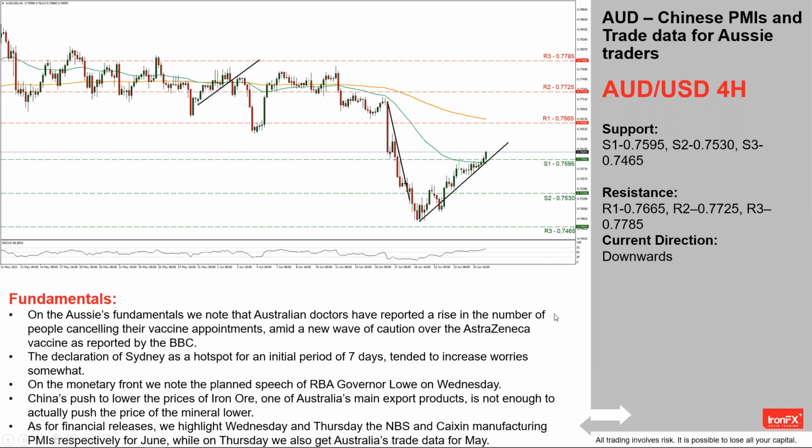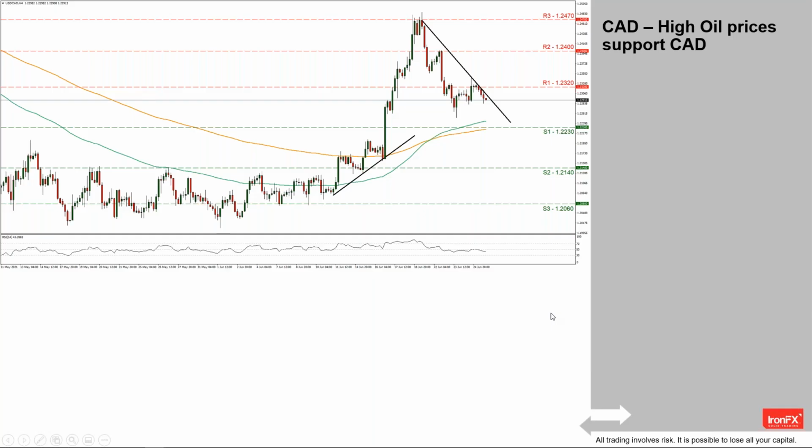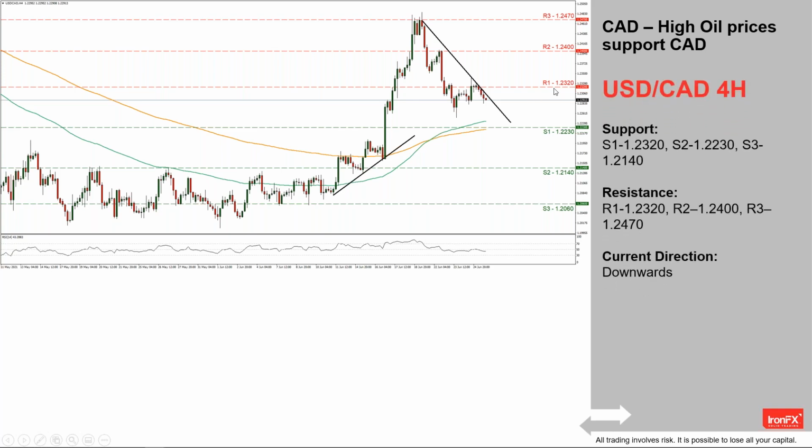Now moving to the Canadian dollar, and that would be USDCAD for our chart. Note how practically the downward motion has restarted for the pair after some stabilization practically midweek, thus the pair has successfully tested the 1.2320 resistance line. Now, to the upside, that would be our first resistance level. Even higher than that would be the 1.24.